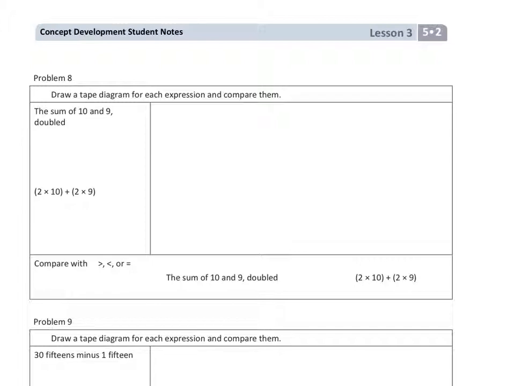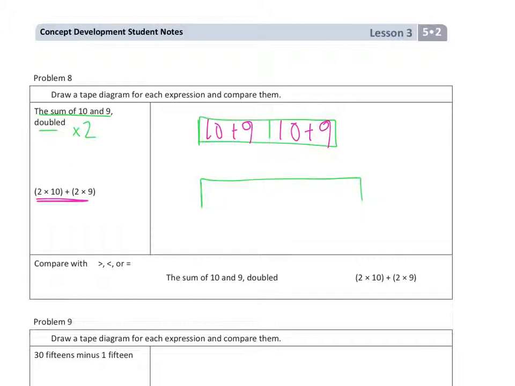Alright, so, tape diagram for the sum of 10 and 9 doubled. Well, doubled means times 2. So I'm going to have a 2-chunk tape diagram. And each chunk is going to be 10 plus 9, because it says sum. And then down here, I have 2 times 10 plus 2 times 9. Okay. So, 2 times 10, 2 times 9.